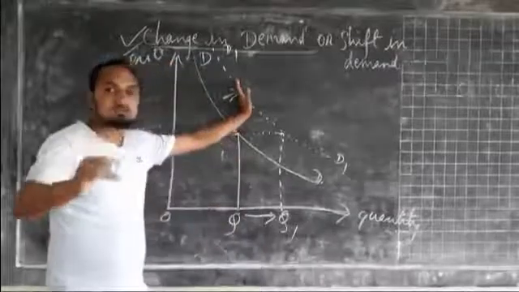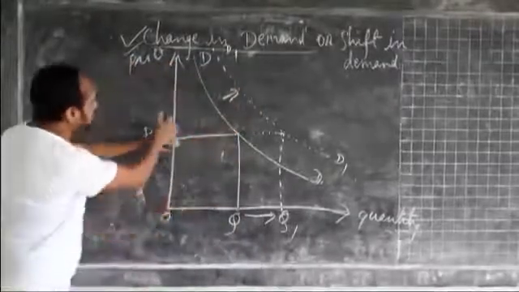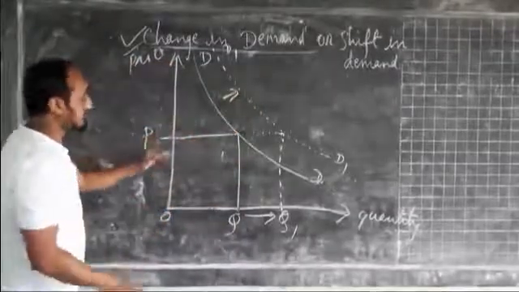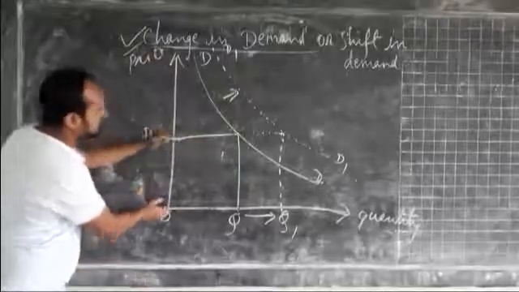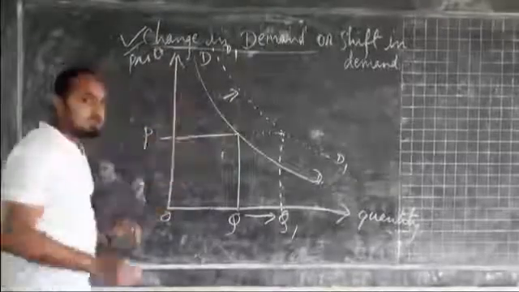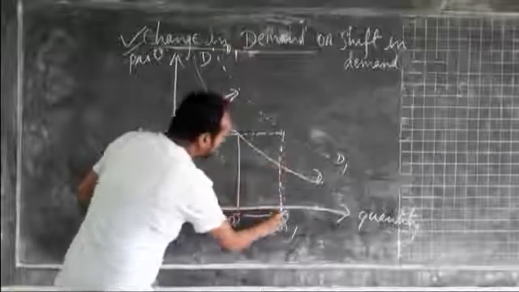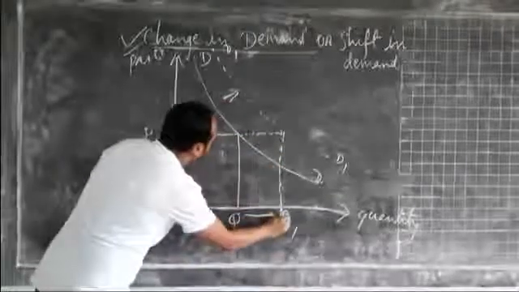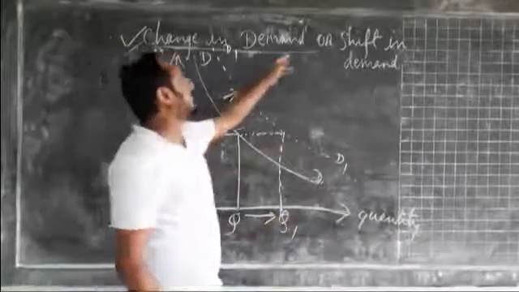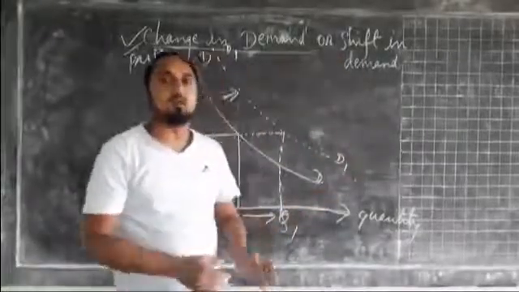Here the price is remaining the same. You can see that price is not changing, not increasing or decreasing. So at the same price, due to the income of the consumer, the quantity demand is increasing from OQ to OQ1. So this is the case of change in demand or shift in demand.